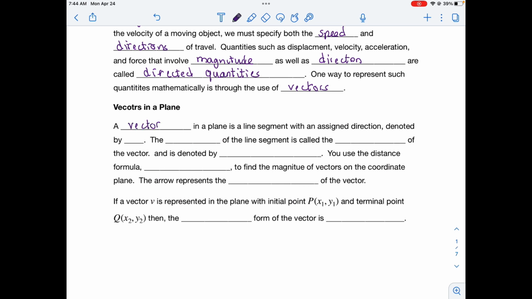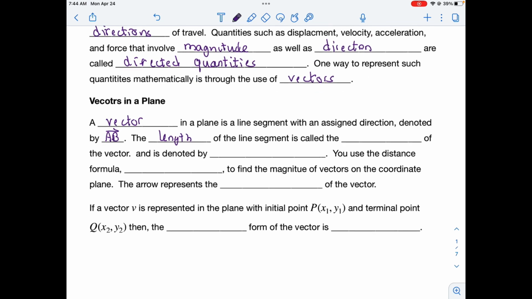A vector in a plane is a line segment with an assigned direction denoted by the arrow that you draw above the segment. So if this line segment is AB, that's the vector, we'd call this vector AB. And the length of the line segment is called the magnitude of the vector. So the length of the line segment is the magnitude. And our notation for magnitude looks like the absolute value of vector AB or the double bar vector AB. So I will use the second notation.